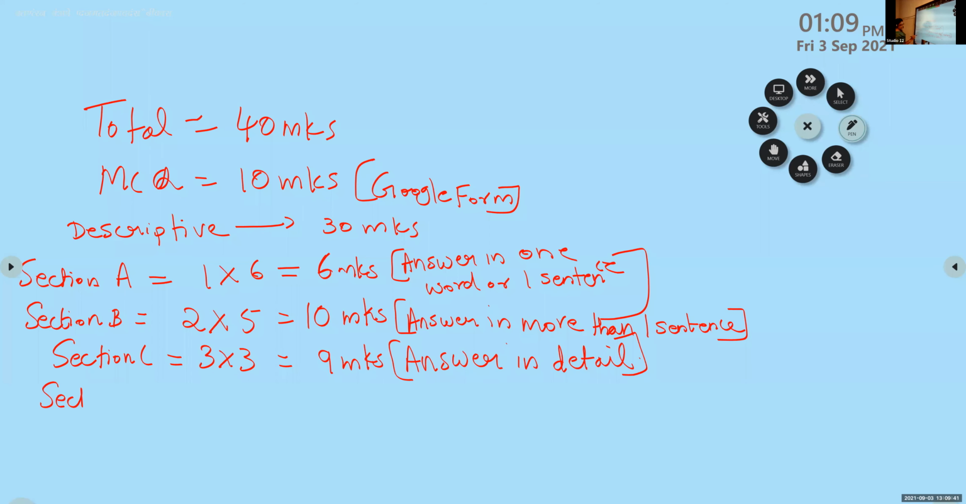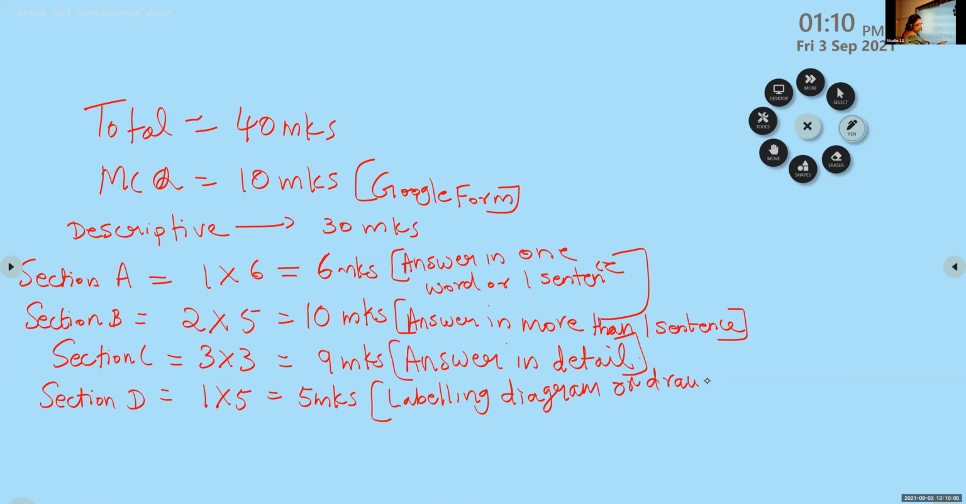Next is section D. Section D, 1 5-mark question, 1 into 5. So 5 marks. It may be labeling the diagram, like photosynthesis, conduction, convection, or drawing, then with some sub questions, like the digestive system. Not only drawing, maybe 1 or 2 sub questions under that. Labeling also. Don't think you will get the full 5 marks only for labeling. Out of 5, some marks will be allotted to labeling, and related to that diagram there will be some sub questions. So total now we have 30 marks.